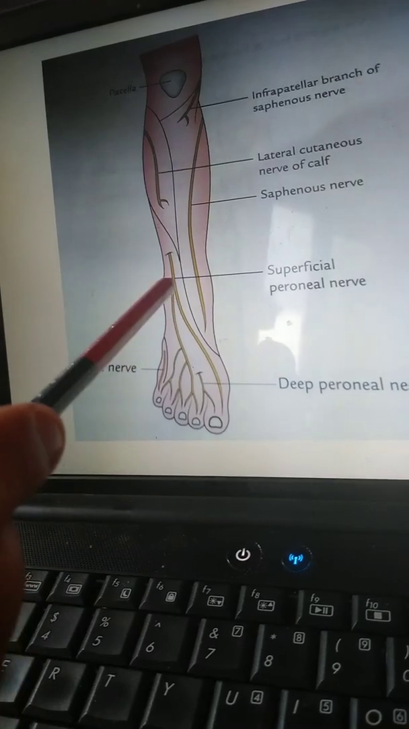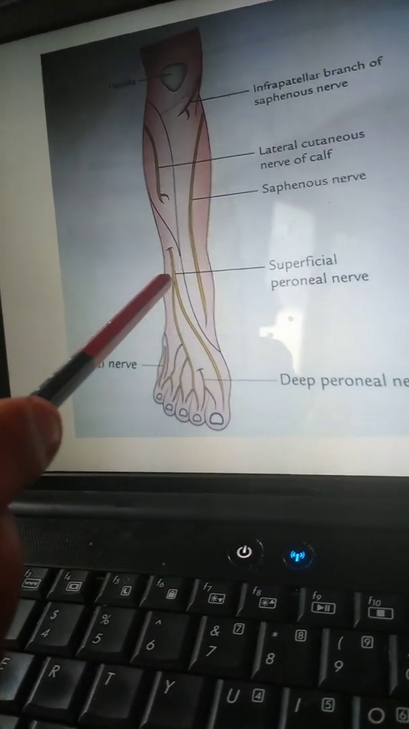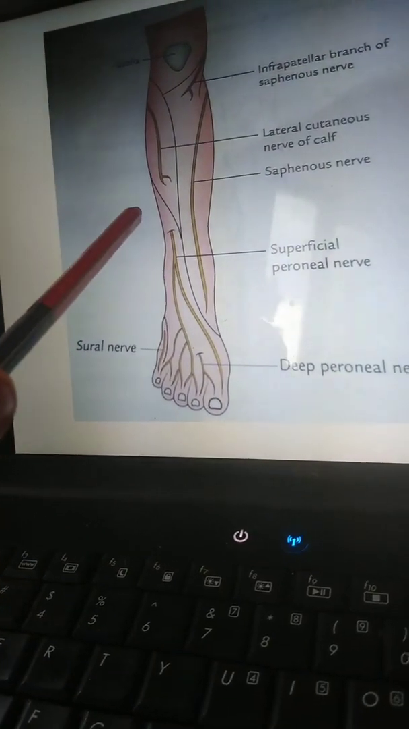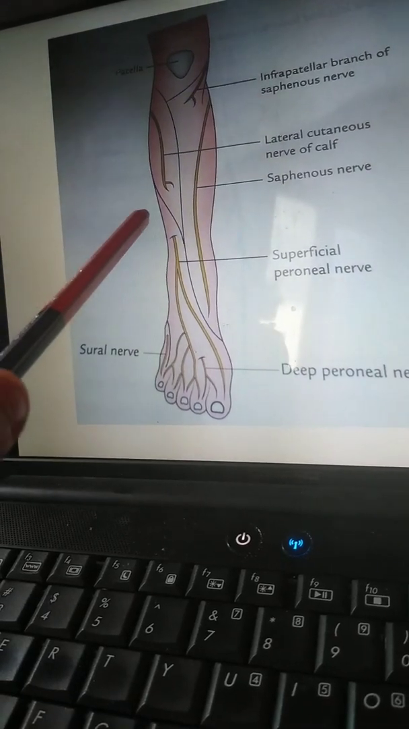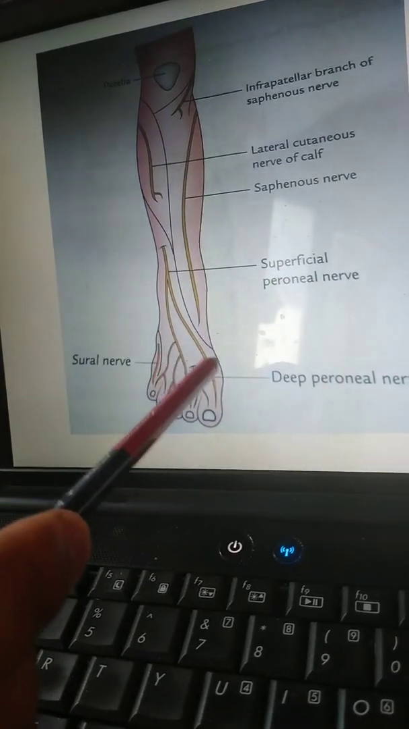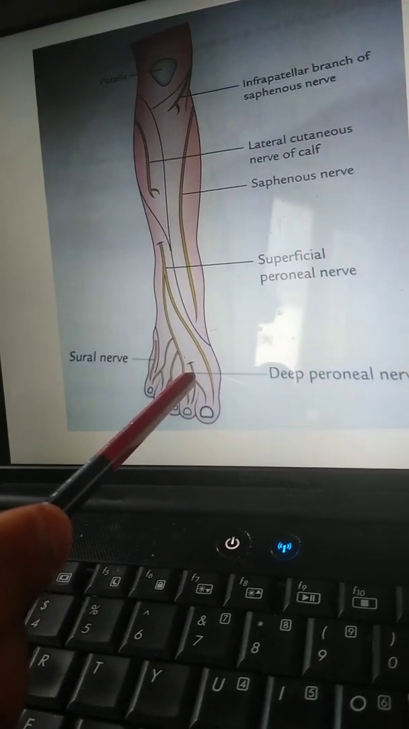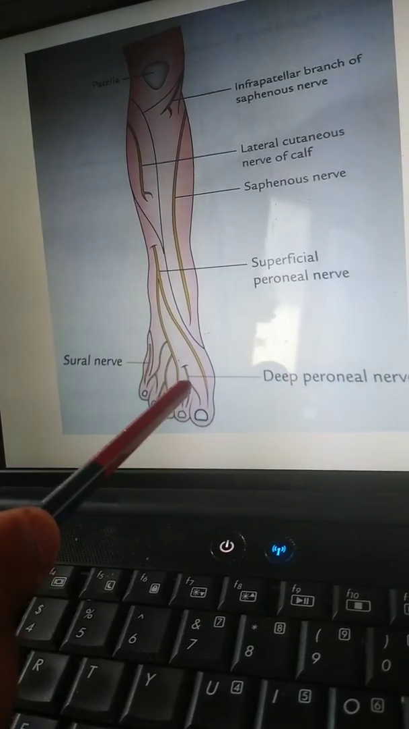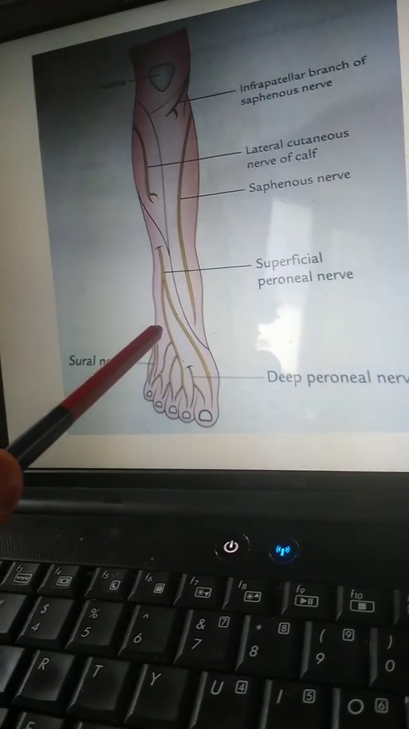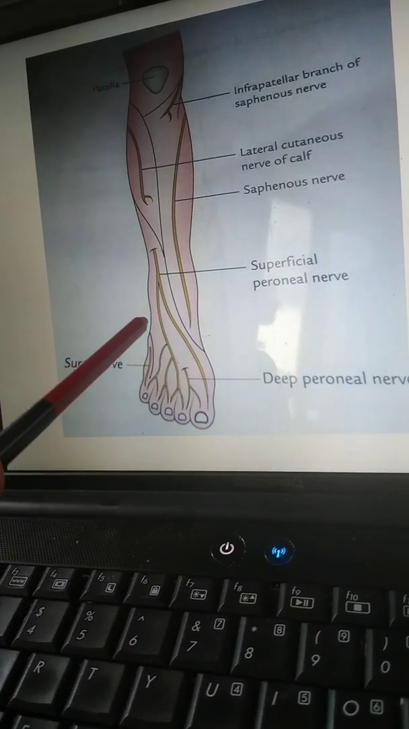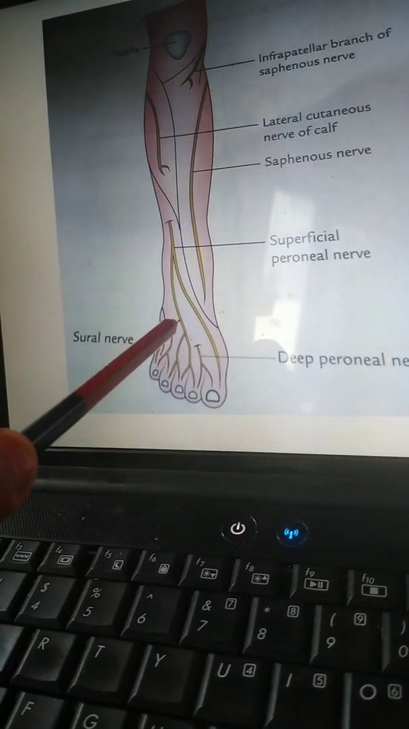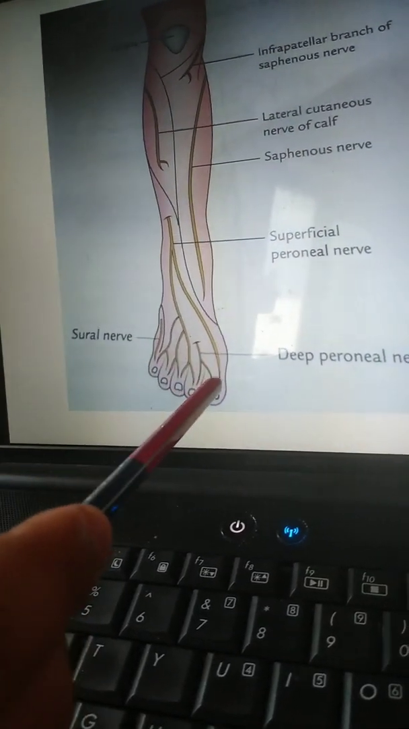branches. The superficial peroneal nerve supplies skin over the lower 1/3 of the lateral side of the leg, and the whole of the skin of the dorsum of the foot except the cleft between the first and second toes, which is supplied by the deep peroneal nerve. It also excludes the lateral border of the foot, which is supplied by the sural nerve, and the medial border of the foot up to the ball of the big toe, which is supplied by the saphenous nerve.